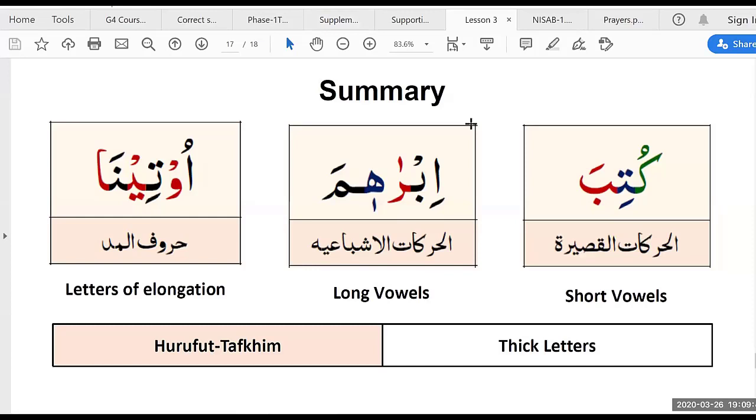For short vowels, we hold for 1 second. Yes, that's right. And for long vowels, we hold for 2 seconds. It should be neither shorter nor longer than 2 seconds for long vowels, and for short vowels it's the same: it shouldn't be longer than 1 second. Okay. Jazakallah, L296.